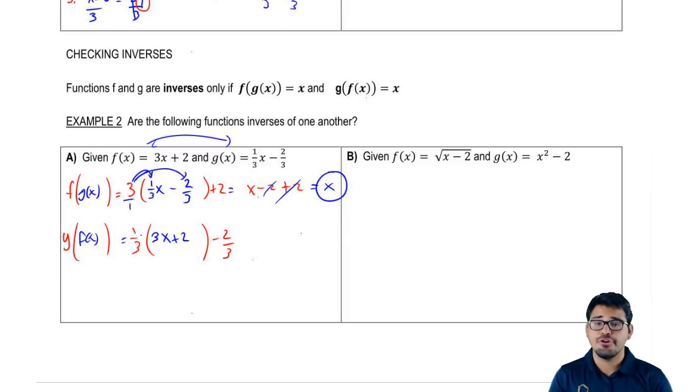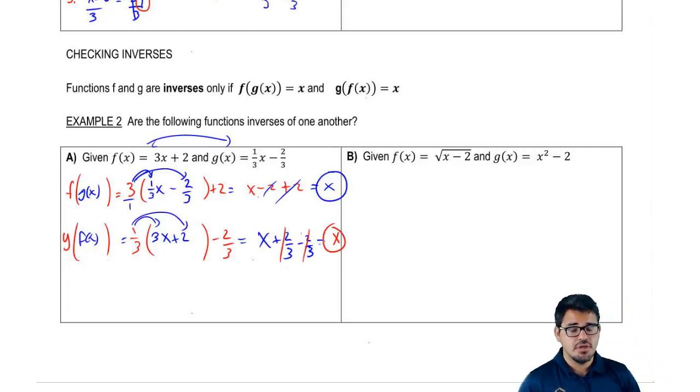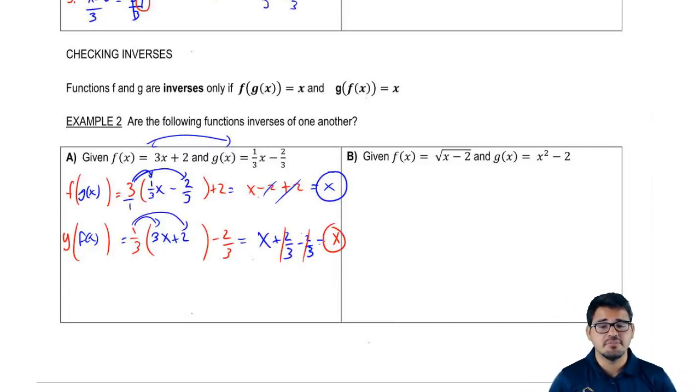Now 1/3 times 3 is going to be 3/3, or just 1x, or just x. And that was the first part. And then 1/3 times 2 is going to give me positive 2/3. And then I'm going to join the outside, this negative 2/3, which is going to cancel out the positive 2/3. And it's just going to give me x as my answer. So I have x for both, and if I get x for both, that means that both functions are inverses, and I'm good to go.